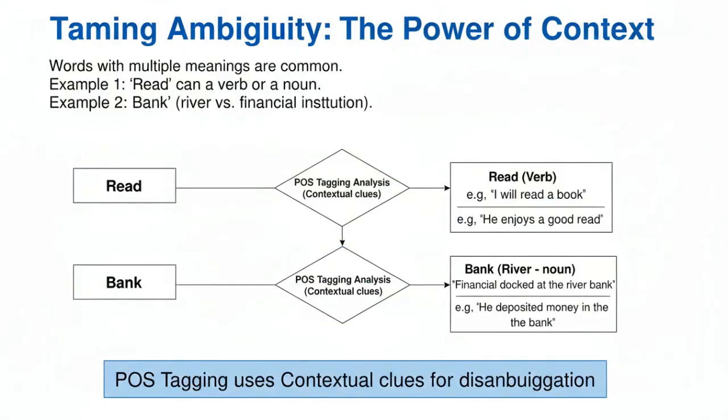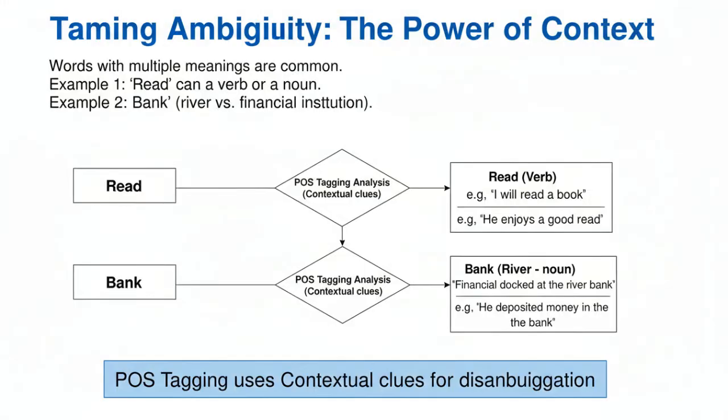One of the most challenging aspects of natural language is ambiguity. Many words have multiple meanings and can function as different parts of speech depending on the context. Consider the word read. It can be a verb, as in, "I will read a book," or a noun, as in, "he enjoys a good read." Without POS tagging, a computer sees read as just read. But with POS information, it can distinguish between read (verb) and read (noun) based on the surrounding words. Similarly, bank can refer to a riverbank (noun), or a financial institution (noun). POS tagging uses contextual clues to assign the correct tag, making a profound difference in how systems interpret meaning and reducing errors in comprehension.